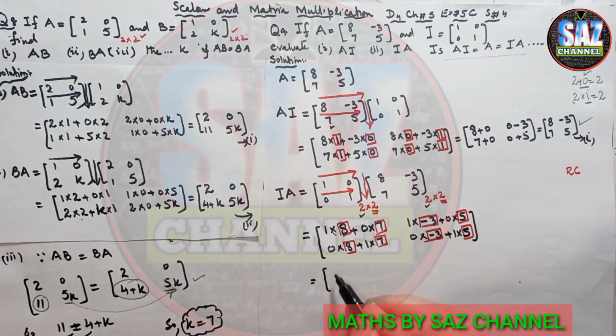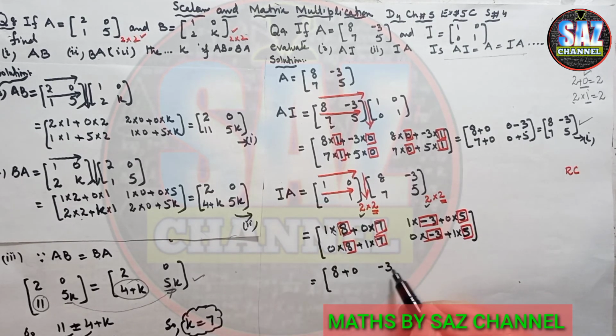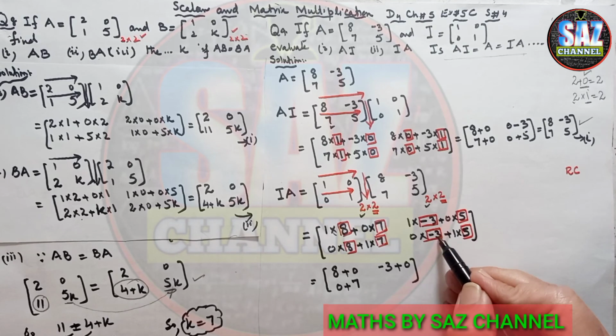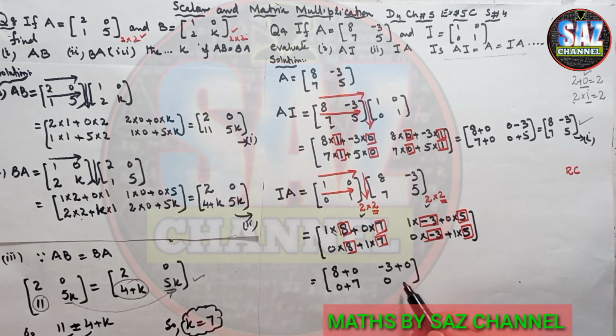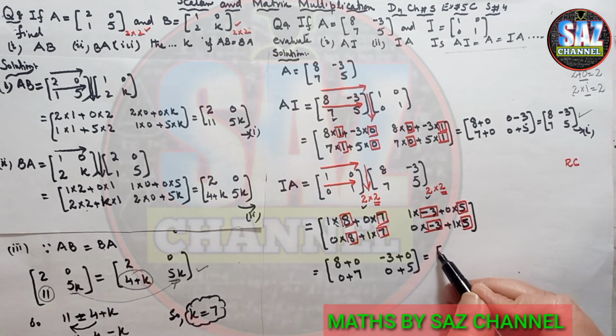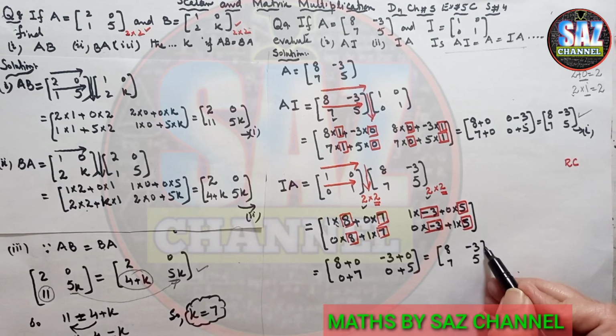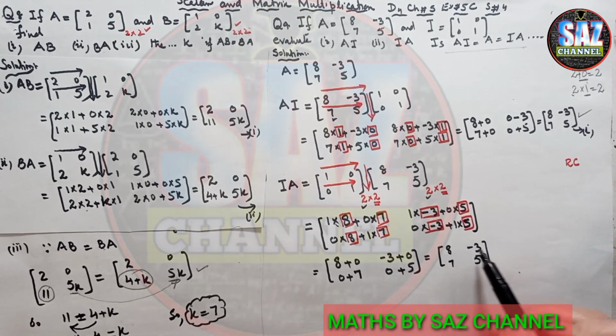And when I'm multiplying 1 by 8, my answer is 8, plus 0 multiplied by 7 is 0, and then 1 multiplied by minus 3 is minus 3, plus 0 multiplied by 5 is 0, and close the bracket. Then 0 multiplied by 8 is 0, plus 1 multiplied by 7 is 7. Coming to 0 multiplied by minus 3, this will be 0 plus 5. Now let's simplify this matrix carefully: 8, 7, minus 3 and 5, because whenever we add any number to 0 we get the same answer.